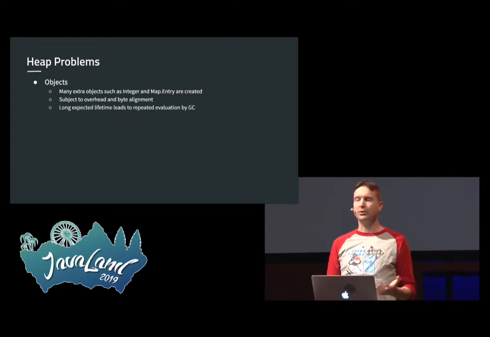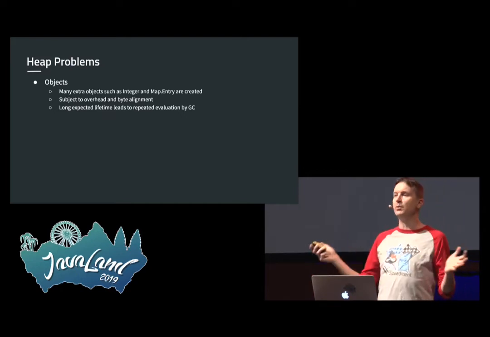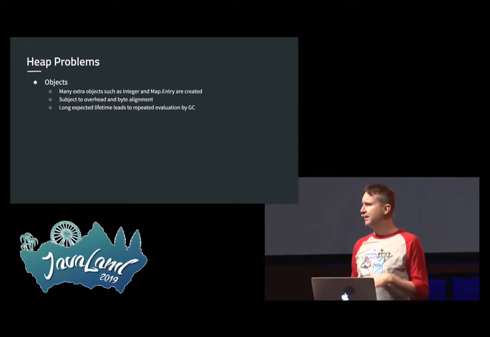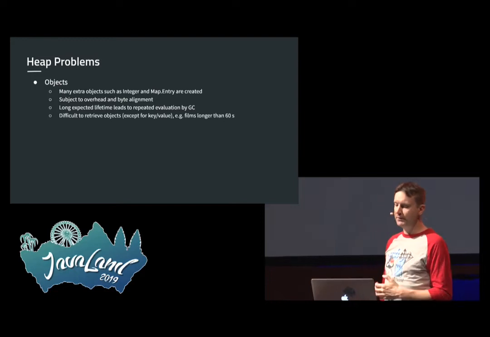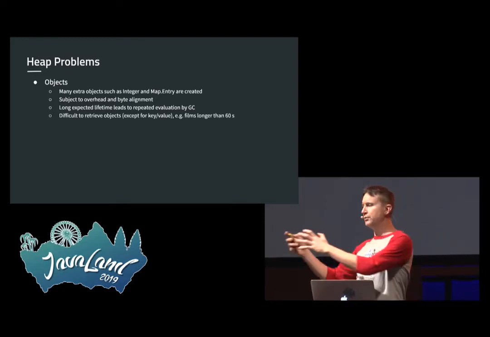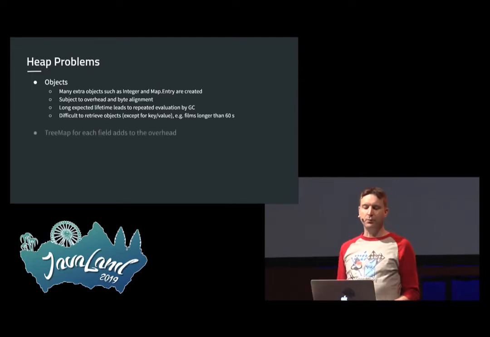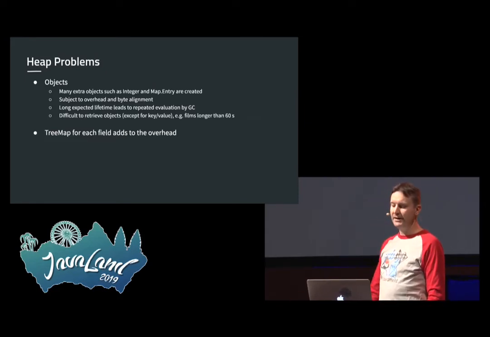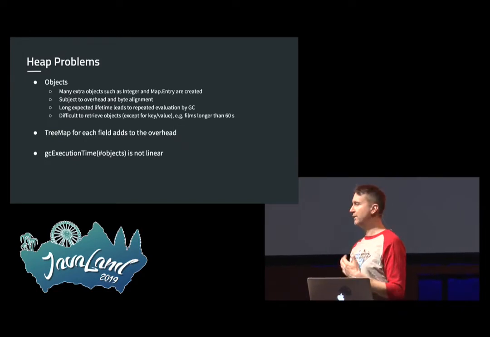And many times we don't create a map with billions of objects and then just throw it away. It's likely that we will hold it for a longer period of time. And so the garbage collector has to evaluate all these objects over and over again. And it's also difficult to retrieve objects except by key value. What if we want to retrieve only objects that have a length over 60, like we did before? If we want to do that, we have to introduce a tree map for each and every field. And that's a tremendous overhead. What if we have 100 columns? Then it'd be 100 times more information. And this is not really doable.